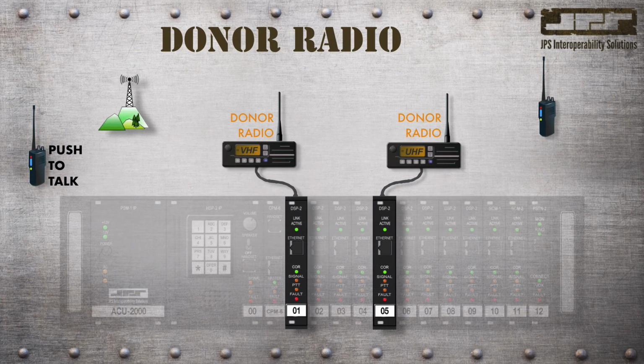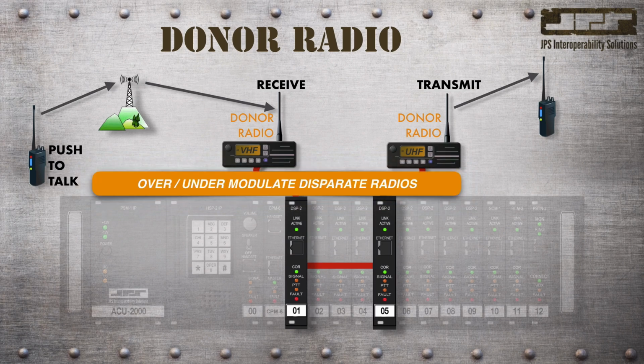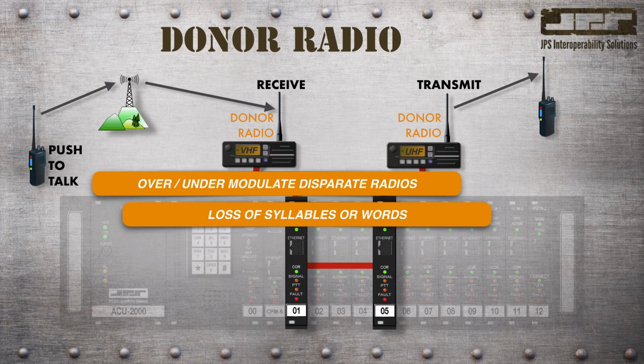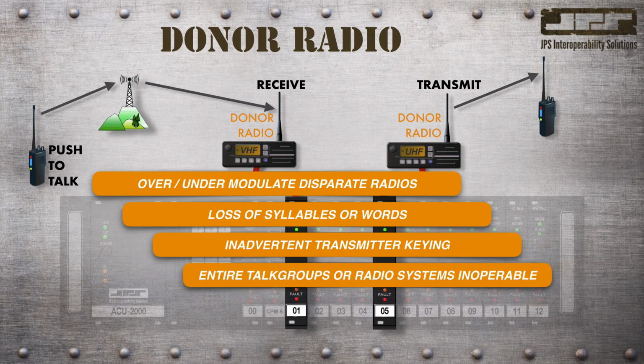When you take delivery of a new ACU gateway, modules are already configured in a default state from the factory. You can attach a donor radio to the DSP2 module in the case of the ACU 2000 and immediately begin interoperating with the modules with those default states. However, when using factory states, you run the risk of overmodulating or undermodulating radios, losing the first few syllables or words of a transmission, inadvertently keying and transmitting on disparate agencies' radio systems, or even making an entire radio channel or talk group completely inoperable.